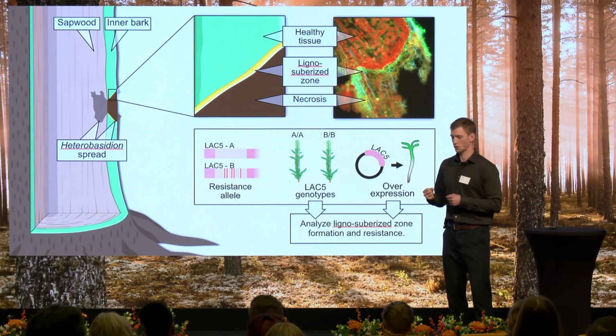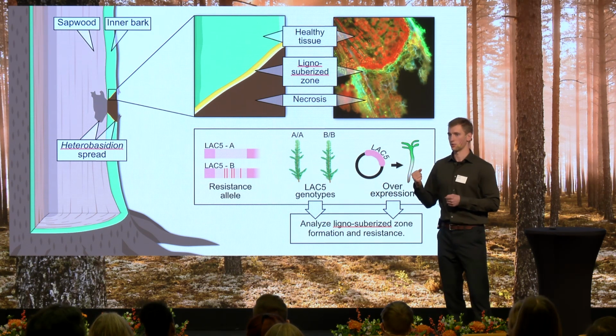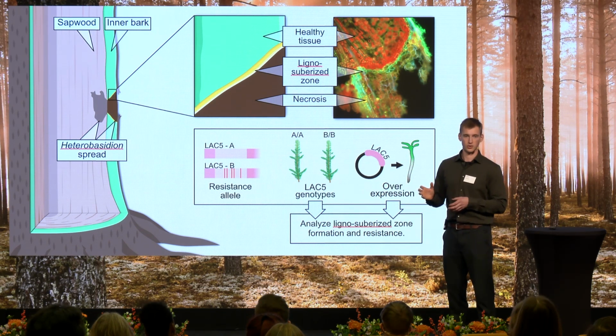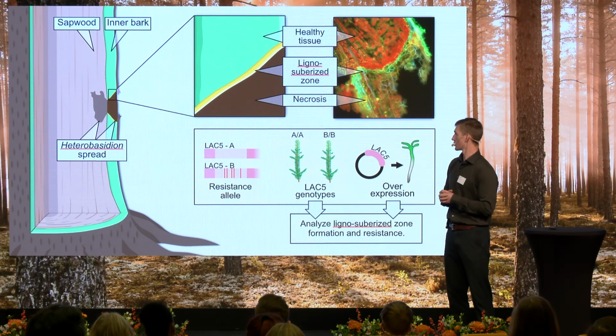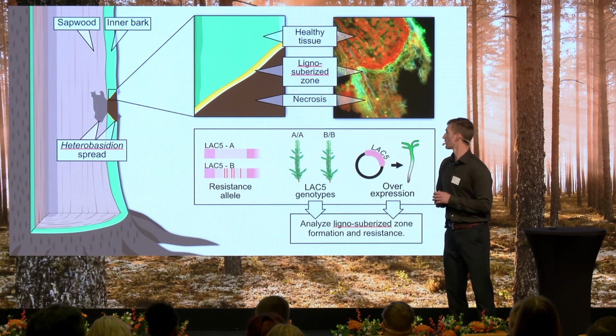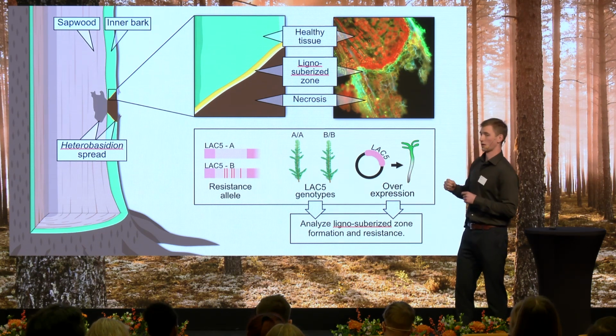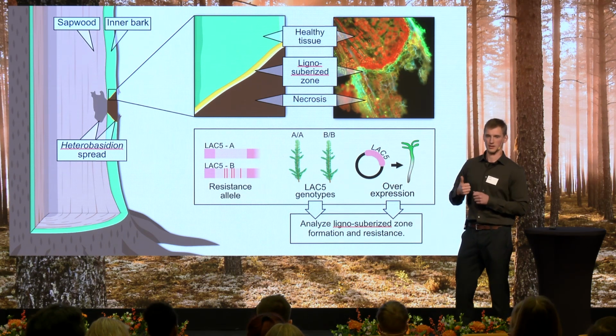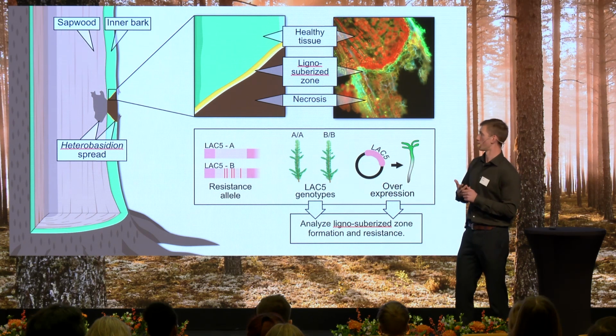So for this, we use mainly two types of plant material. We have identified and collected spruce individuals that carry this rare gene variant, and we are genetically modifying spruce to increase LAC5 expression. And then we follow the ligno-suberized zone formation in these plants using microscopy. You can see an example here in the figure. Microscopy, gene expression analysis, and chemical profiling of the ligno-suberized zone.